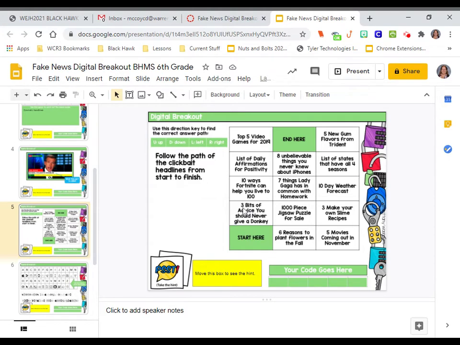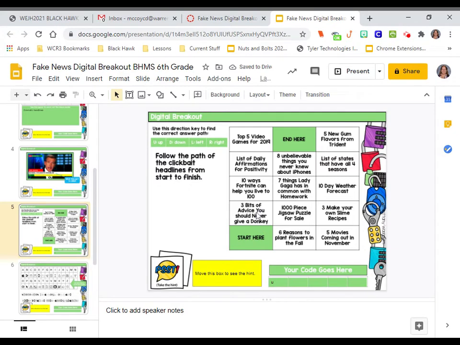So I'm going to look at this first headline that's up. It says 3 bits of advice you should never give a donkey. And then I'm going to look over here to see what this one says. 6 reasons to plant flowers in the fall. And I'm going to look at both of these and decide which one is clickbait. Clickbait is something that is going to be kind of fantastic, something to get your attention, to make you want to click on something. So this right here is going to be my clickbait. So U, because I went up, is going to be my first letter here.